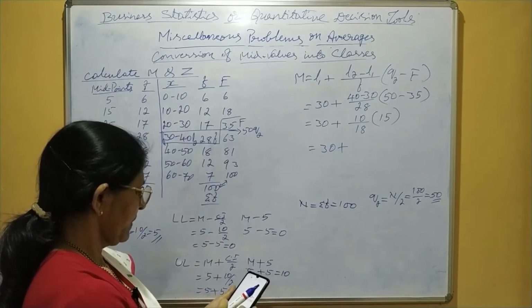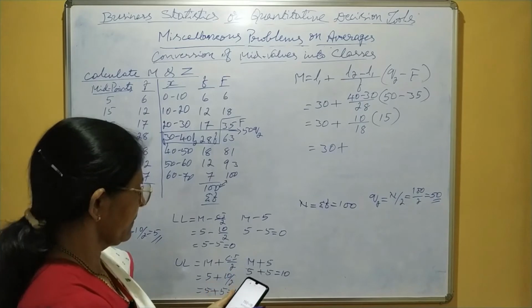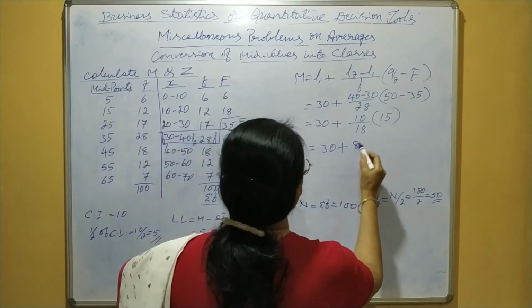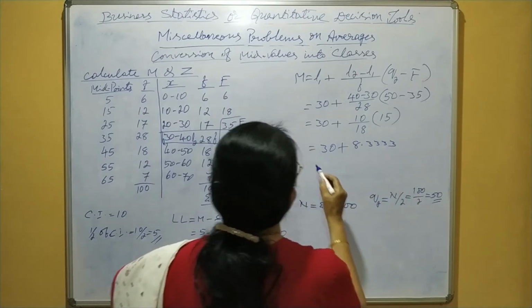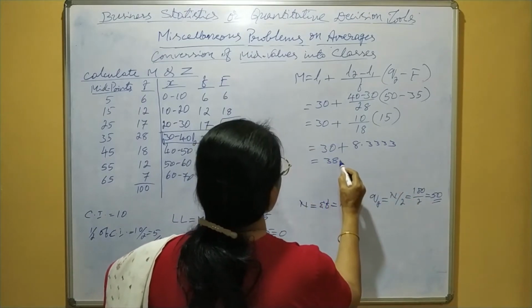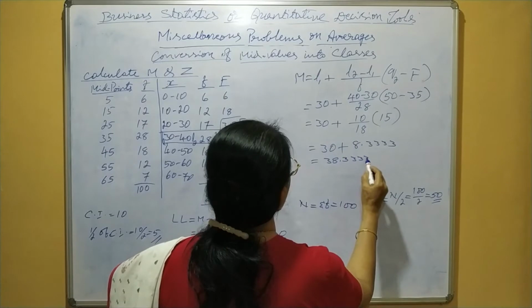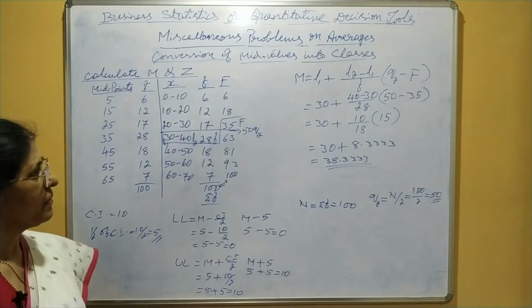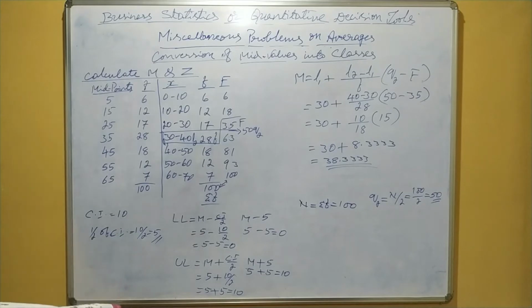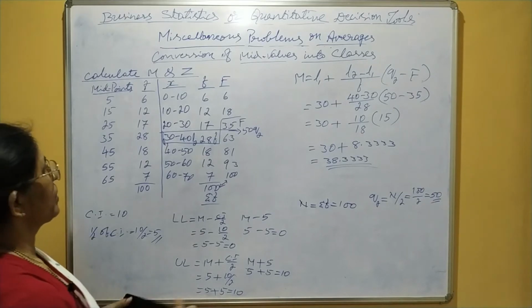divided by 18 equals 8.3333 equals 38.333. This is the median. Now, next you have to find out the mode.